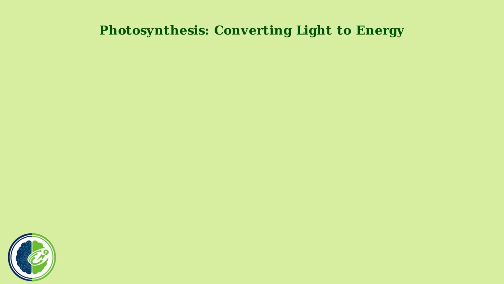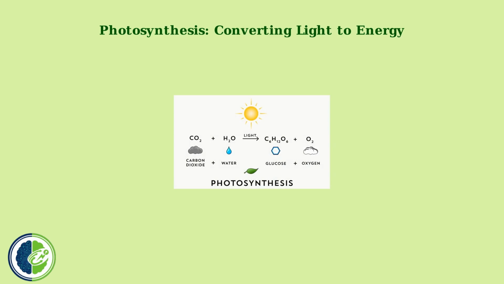Photosynthesis is one of the most remarkable processes in nature. It's how plants convert light energy from the sun into chemical energy they can use for growth and survival. At its core, photosynthesis is like a biological factory. Plants take in simple raw materials from their environment and transform them into the food they need to live.